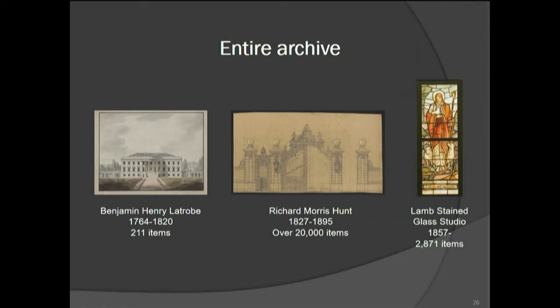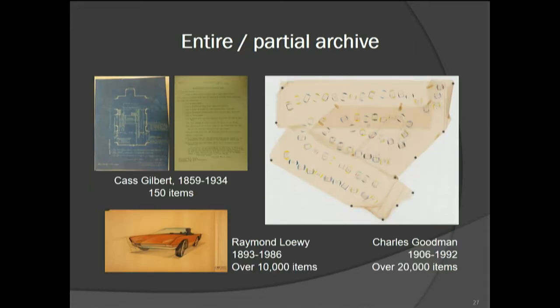Third one, you see the Lamb Studios stained glass collection. And the Cass Gilbert collection, again, this is the Supreme Court related drawings and correspondence. And Raymond Loewy, this is more design-oriented drawings. And I would like to highlight Charles Goodman, a Washingtonian architect. And I like this drawing.